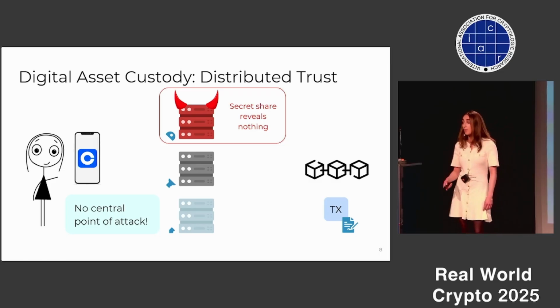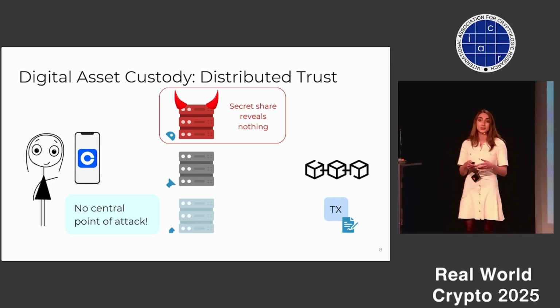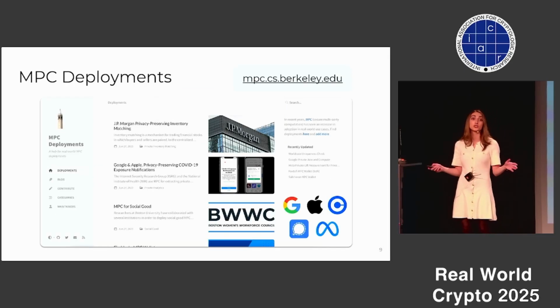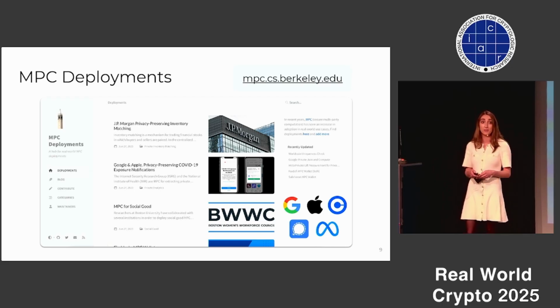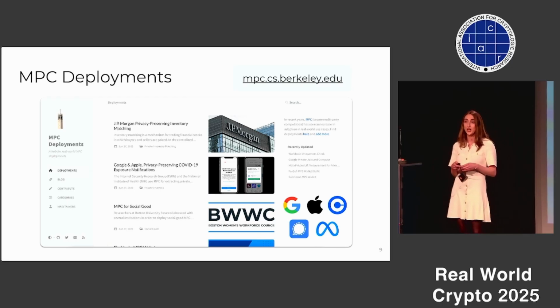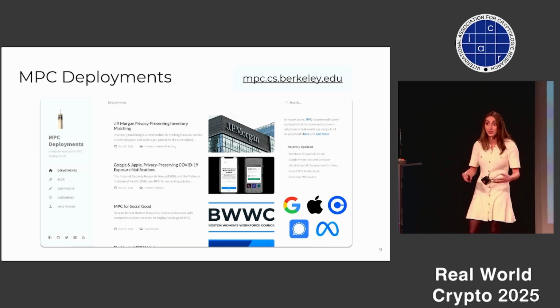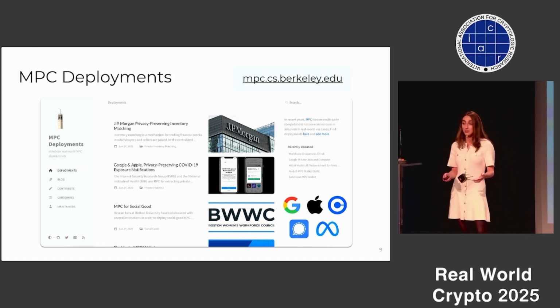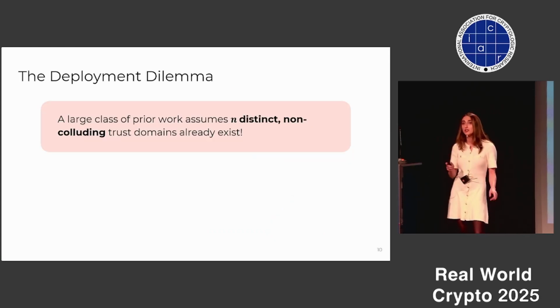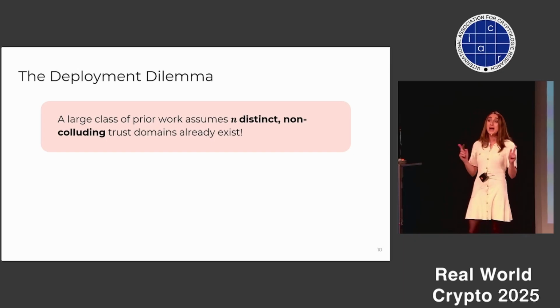Even if one of the parties is compromised, the secret share reveals nothing about the overall secret, and so Alice's secret is still safe and the system doesn't have a central point of attack. And this is just really the tip of the iceberg. We actually manage a growing community-owned hub of MPC applications at mpc.cs.berkeley.edu.